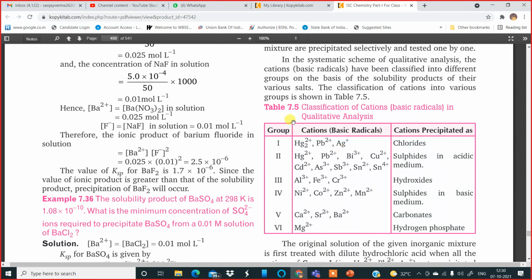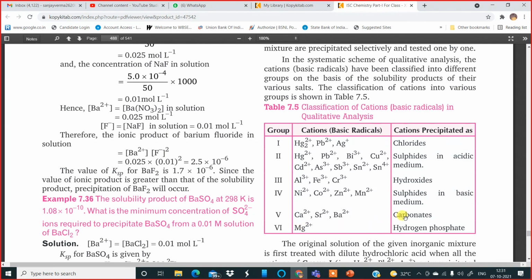If you look at table 7.5, in group 1, the basic radicals which are precipitated are silver, mercury and lead in the form of chlorides. In group 2, the basic radicals precipitated as sulfides in acidic medium are mercury, lead, bismuth, copper, cadmium, arsenic, antimony, tin(II) and tin(IV). In group 3, the cations precipitated as hydroxides are aluminum, iron, chromium. Similarly, in group 4, nickel, cobalt, zinc, manganese in the form of sulfides in basic medium.